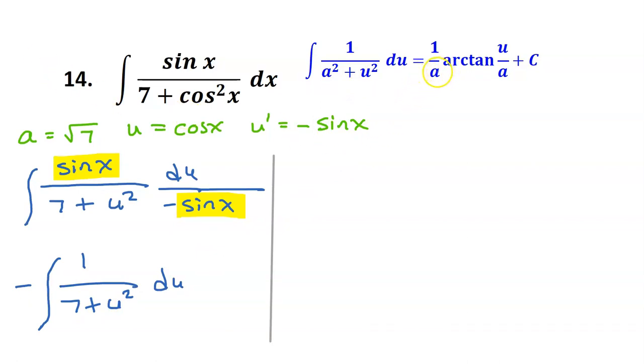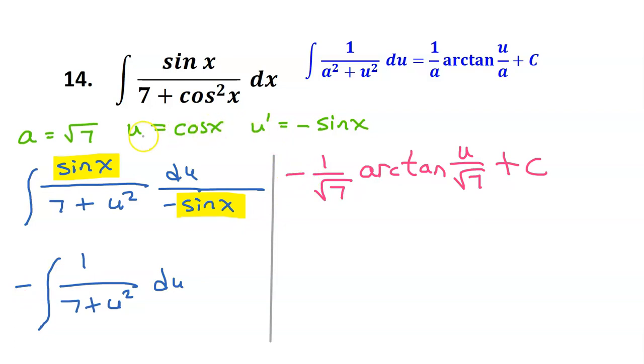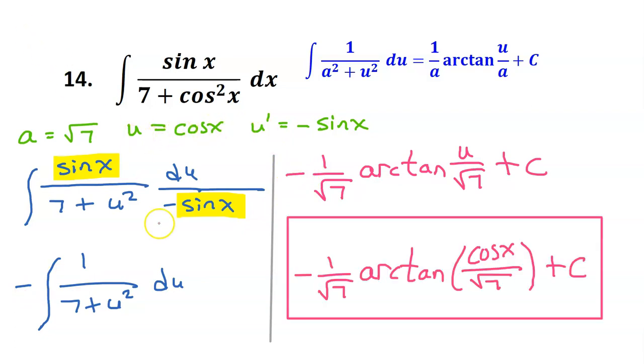Time to integrate. The rule says 1 over a, so we will do 1 over radical 7, arctangent u over a becomes arctangent u over radical 7 plus c. Don't forget the negative sign hanging out in the front. That is still there. Putting cosine x back in for u, you arrive at the final answer.